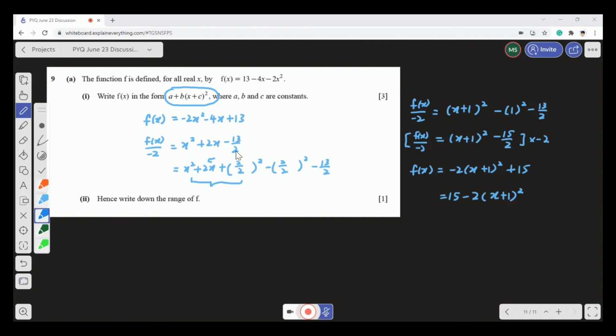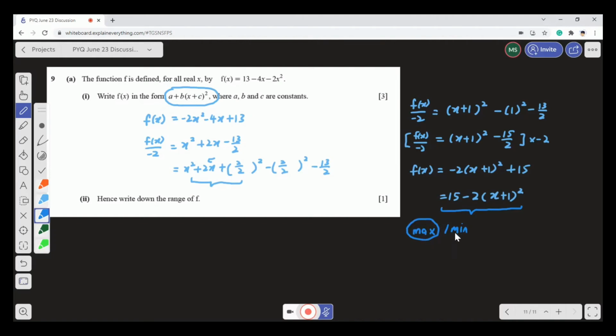Okay, so hence write down the range. How to write the range? By this equation here, what can we define or what can we determine? Is this a maximum or minimum point? Max or min? No, max. Max. Why max? Because x plus 1 equals 0 and then x is -1.